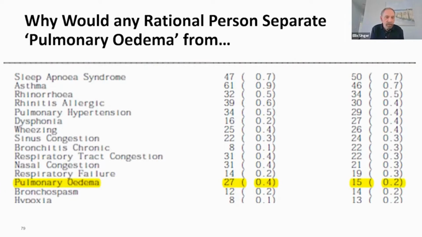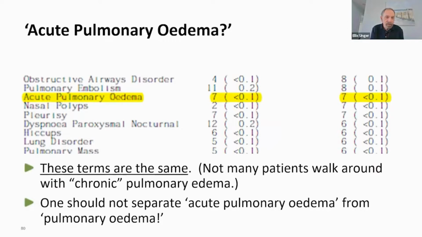So here's pulmonary edema. This is from some real application from some time in the last 24 years. Why would you separate pulmonary edema from, next slide, acute pulmonary edema? I mean, they're the same because patients don't walk around with chronic pulmonary edema. Pulmonary edema is generally acute. So one should not separate acute pulmonary edema from pulmonary edema.